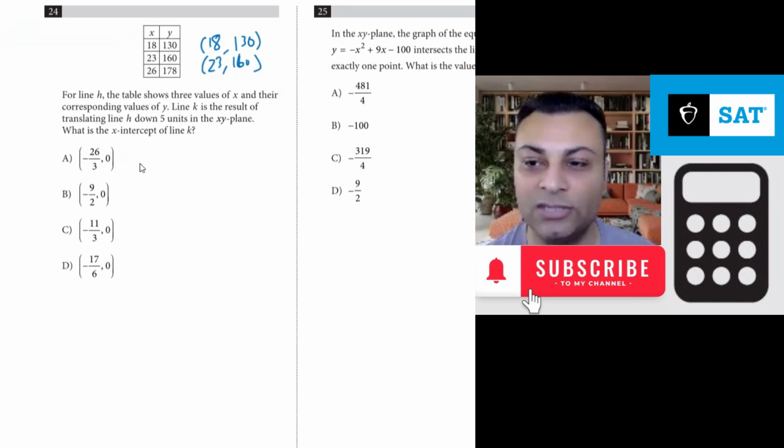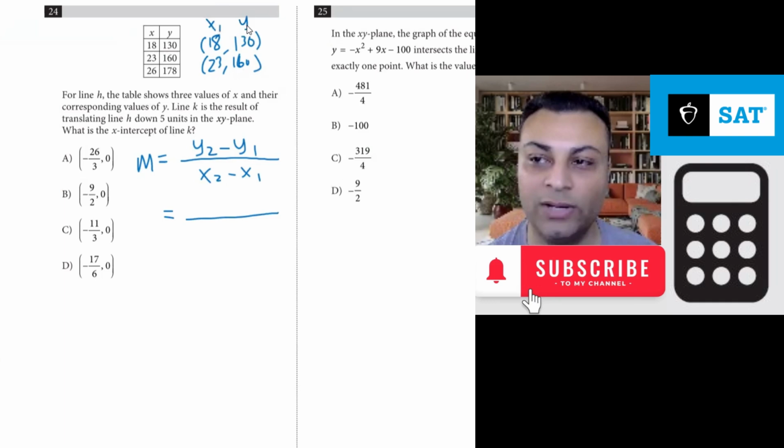So I would like to get the slope of line H. And if you recall the formula, it's y2 minus y1 over x2 minus x1. So let's go ahead and put those in. This is x1 and y1, and this is x2 and y2. So we're going to do 160 minus 130 over 23 minus 18. Now, we can see this is 30 and this is 5. And so you get 30 over 5, which is 6.